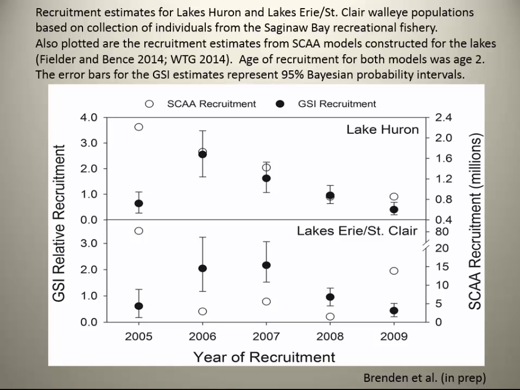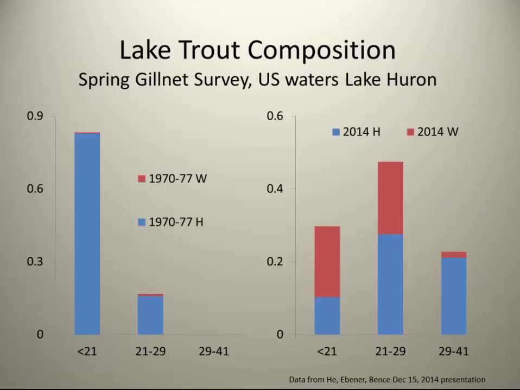However, there are certain age classes, for instance the 2005 cohort, where they disagree quite a bit. And so here are our estimates. We have confidence intervals about those estimates, and so there's quite a bit of variability in year class recruitment. And again, these are all fish that were captured in the recreational Saginaw Bay fishery.